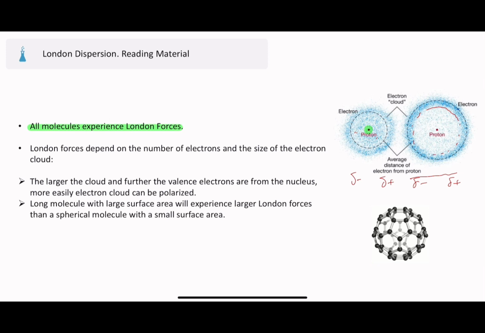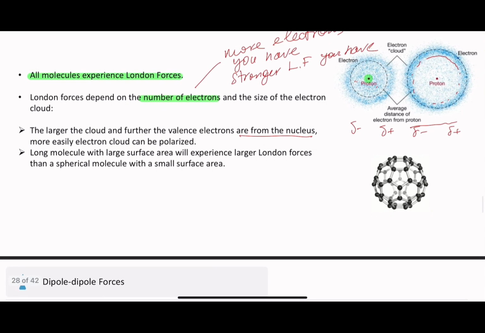All molecules experience London forces. London forces depend on the number of electrons. That means the more electrons you have, the stronger London forces you have. Then the area from the nucleus: long molecules with a large surface area will experience larger London forces than a spherical molecule.